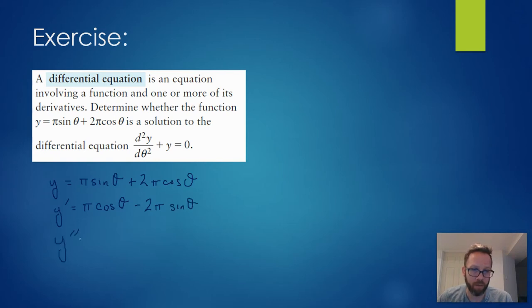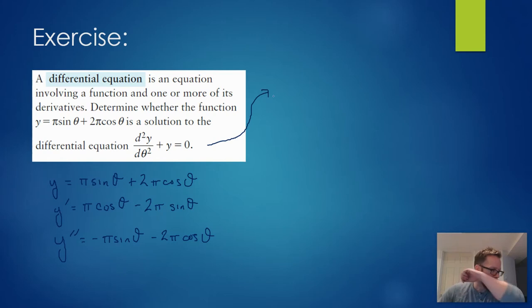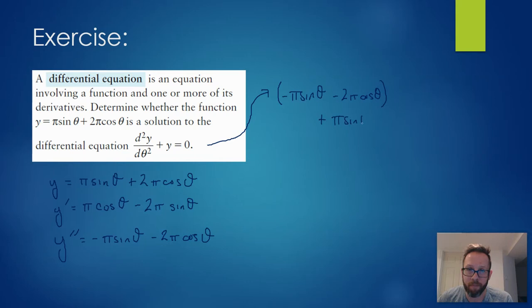And the second derivative will be minus pi times sine theta minus 2 pi times cosine theta. Now I've got the first derivative and the second, so I'm actually just going to plug those in and see if it satisfies. So the second derivative, negative pi sine theta minus 2 pi cos theta. The original is pi times sine theta plus 2 pi cos theta. And you can see that those combinations of pairs are going to add to 0. And yeah, this does equal 0.